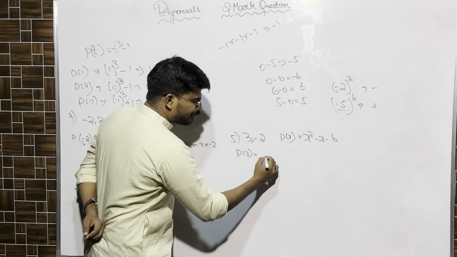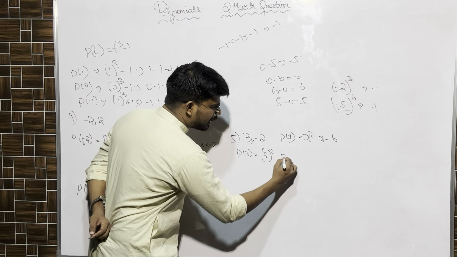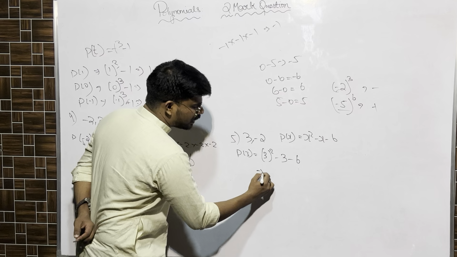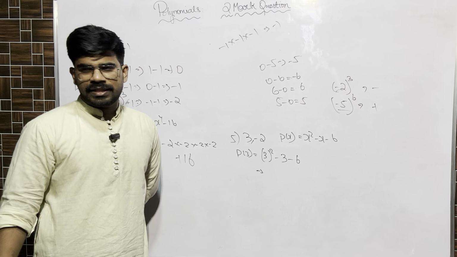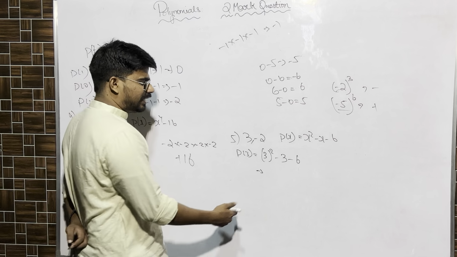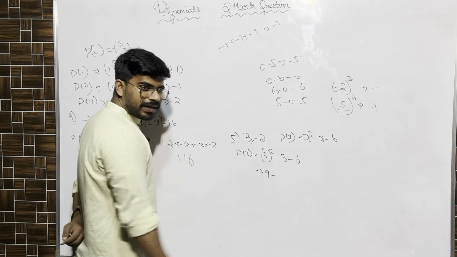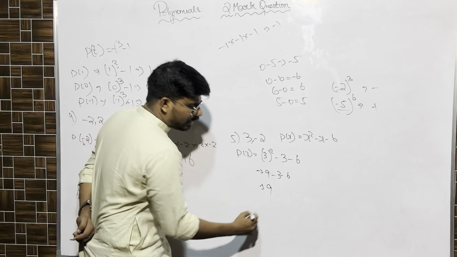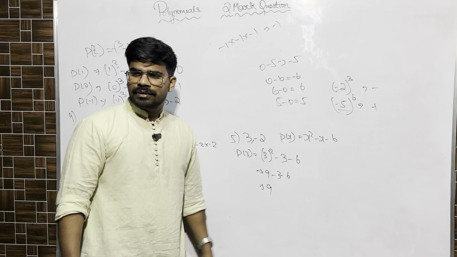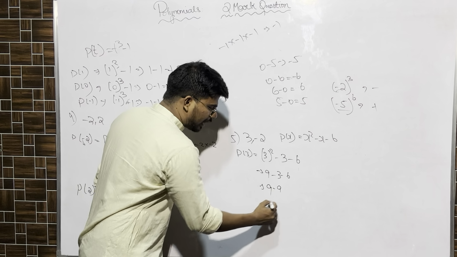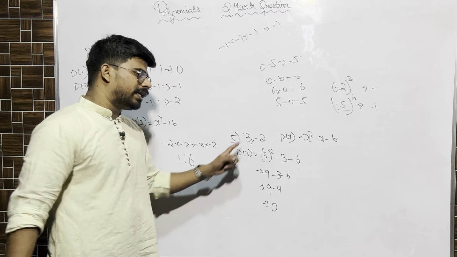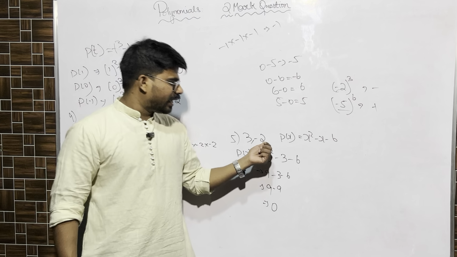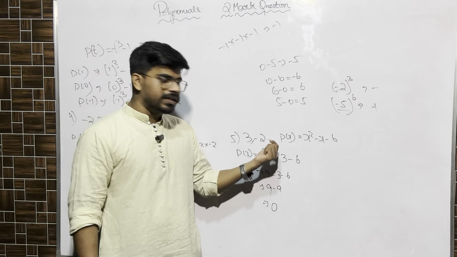I'll substitute 3. 3 square minus 3 minus 6. 3 square is 9, 3 3s are 9. Minus 3 minus 6, 9 minus 3 minus 6 is 9 minus 9. So 3 is a 0 of the polynomial. We'll check -2 also.